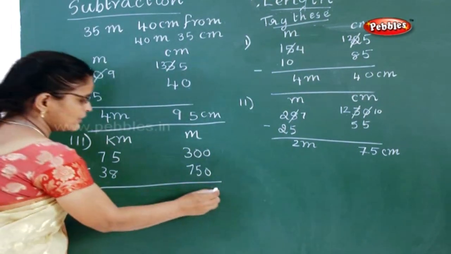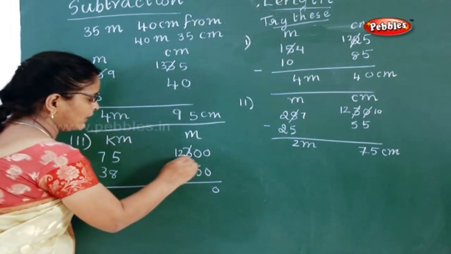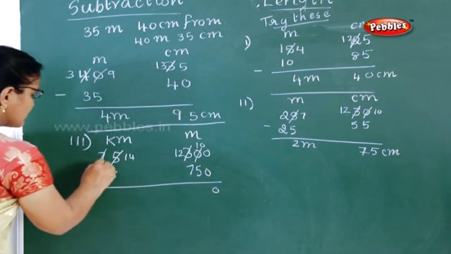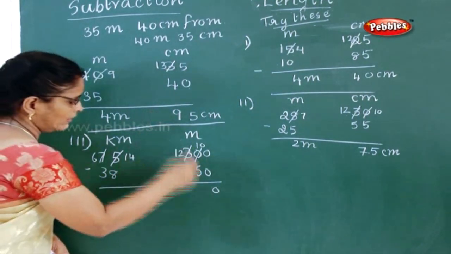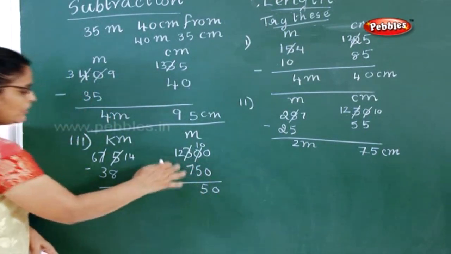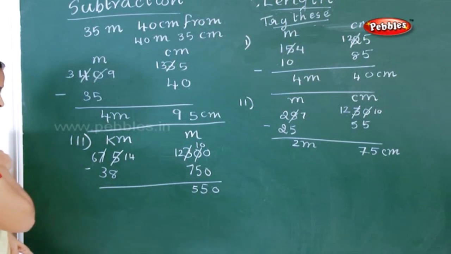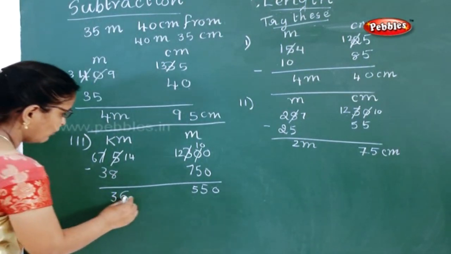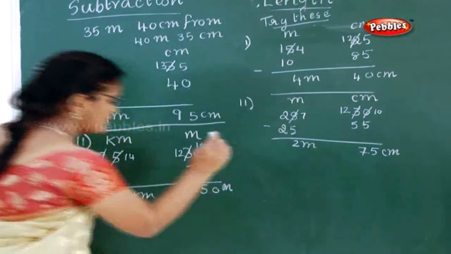0 minus 0 is 0. The next 0 you cannot subtract, so again you have to borrow. This will become 12 and this will become 10 and this will become 14 and this will become 6. Coming down, what is 10 minus 5? It is 5. And what is 12 minus 7? It is 5. What is 14 minus 8? It is 6. 6 minus 3 is 3, so 36. So what will you write? 36 kilometer and 550 meter.